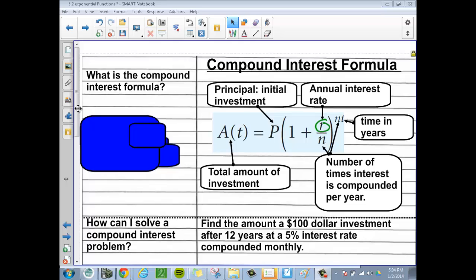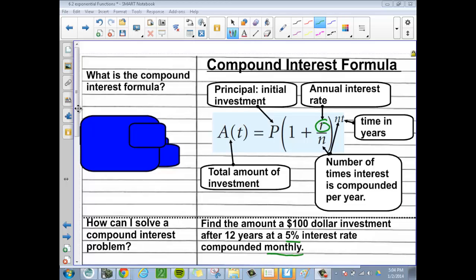Okay, so let's use this compound interest formula to solve the problem below. In this situation, you find the amount of $100 invested after 12 years at 5% interest. So say I have $100 I want to put in an investment for Levi that he's going to get in 12 years, and the bank's going to give me 5% interest on that. And that's going to be compounded monthly.